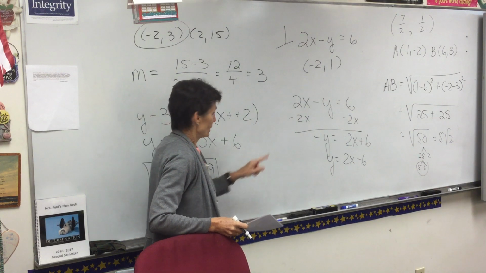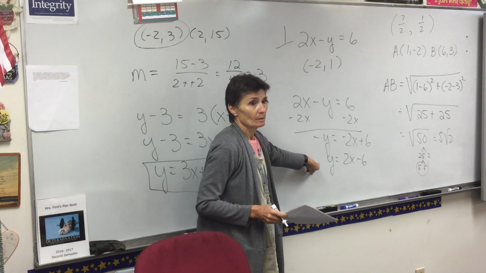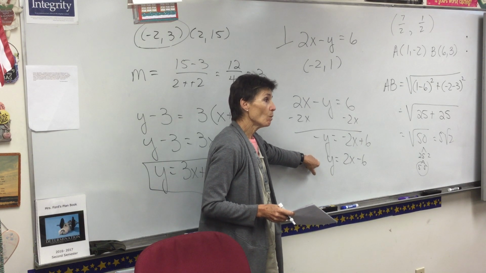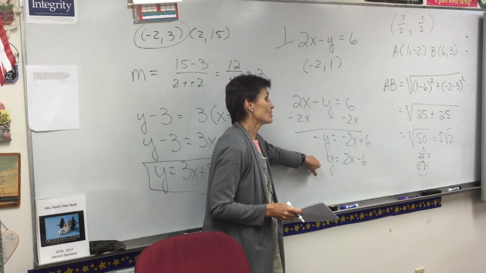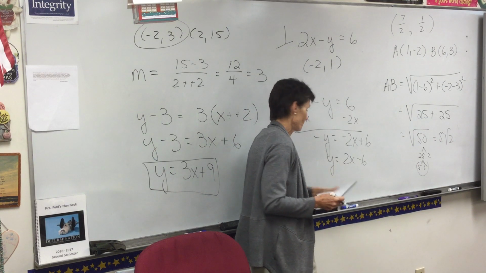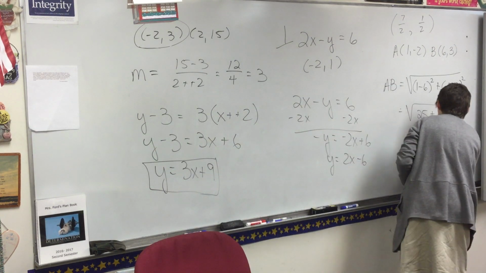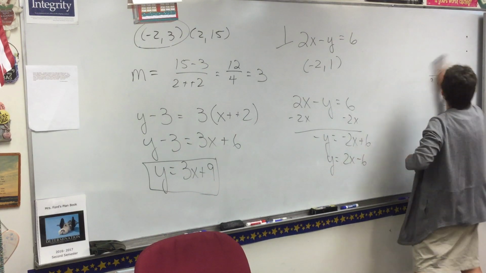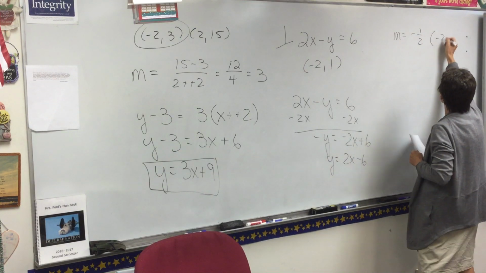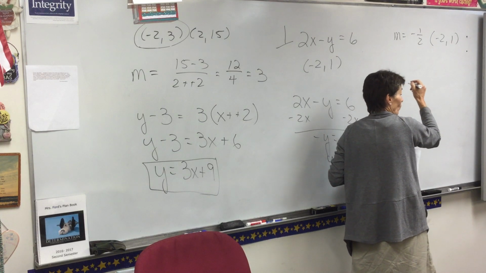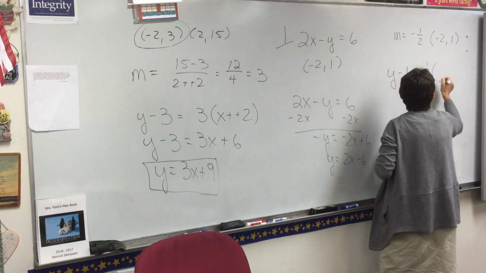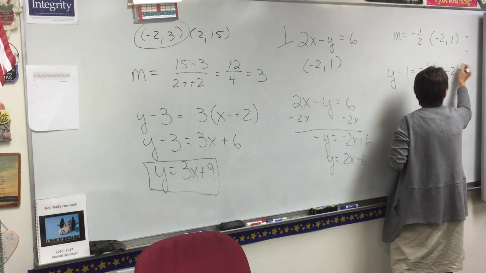Now, what's the slope of this line? Slope of this one? 2. Right, slope of this one's 2. If I wanted a parallel line, then I would use 2. But I want a perpendicular line, so I'm going to have to use negative 1/2. So I'm going to use a slope of negative 1/2. And my point is negative 2, 1. So here we go. Same thing as before. Y minus 1 equals negative 1/2 times (x plus 2).